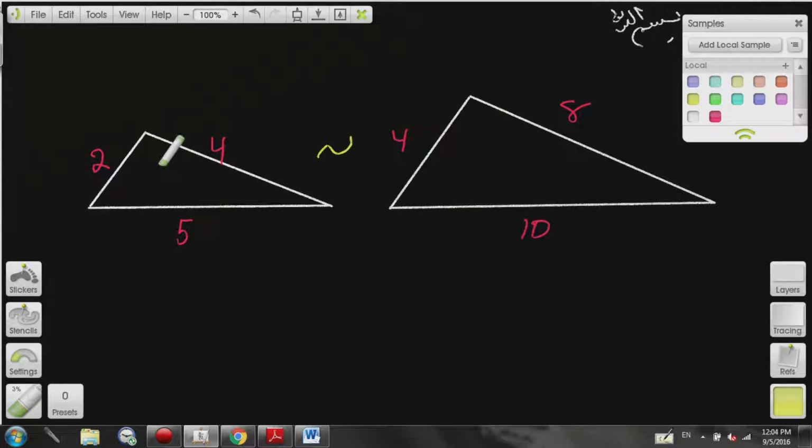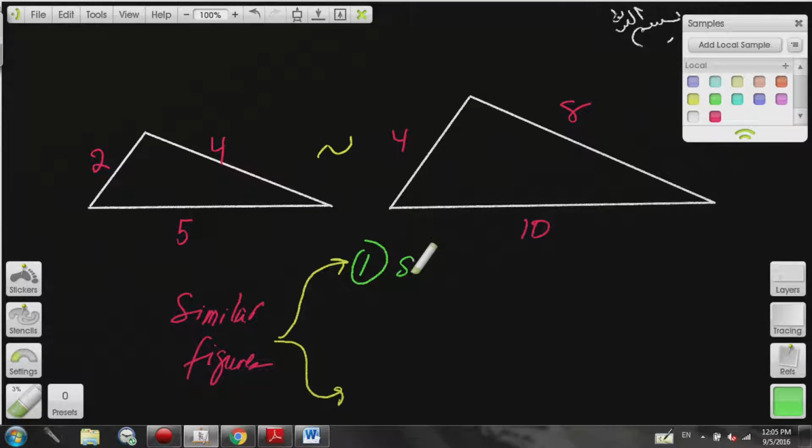If two triangles are similar, then the sides are in ratios. In fact, when any two figures are similar, whether they be triangles or pentagons or hexagons, they have two qualities, and you have to know this. The first quality is that all the sides are proportional.